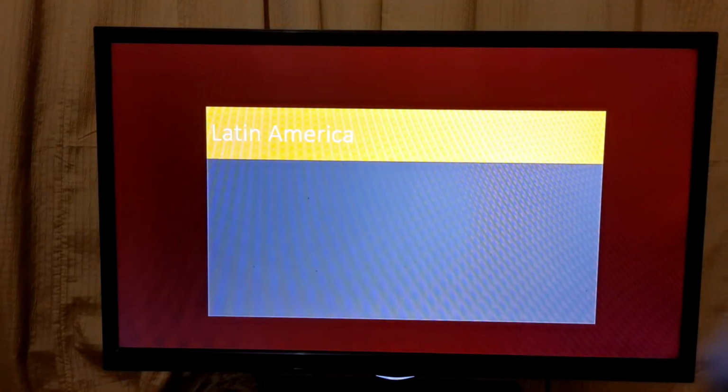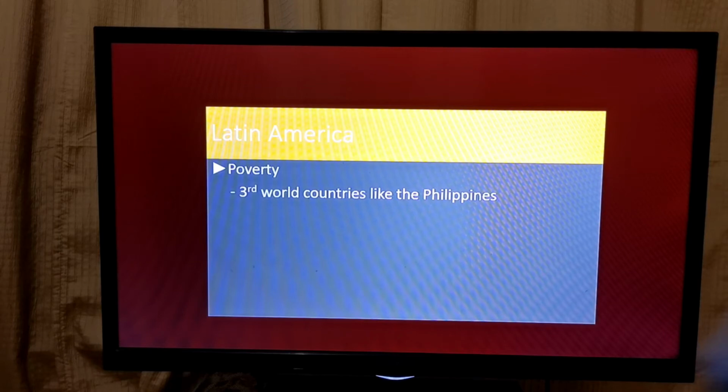Okay. Now, Latin America is characterized by poverty. Very similar to the Philippines, because we had the same colonizer, the Spaniards. So they're also a bunch of third world countries like us.